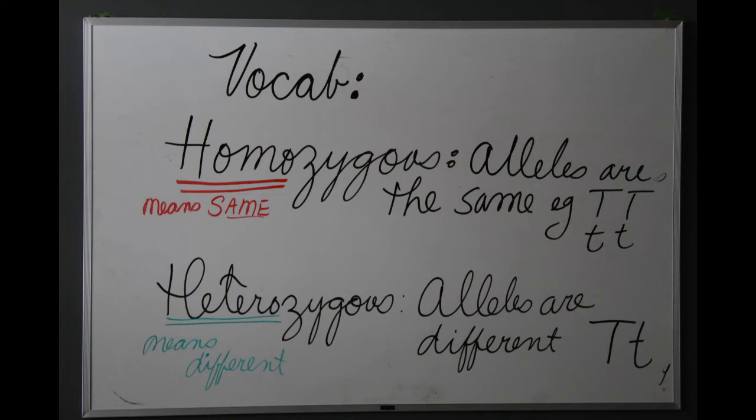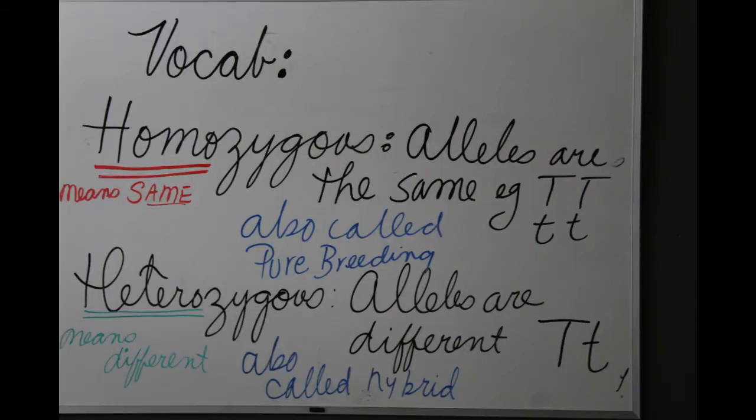Heterozygous means different. Well, hetero means different. So the alleles are different. In this case, you have two alternate forms of the gene. So you have the allele for tall and carrying the recessive allele for short. The only thing I've added here is just alternate names. So homozygous could also be called purebred or pure breeding, and heterozygous could also be called hybrid.